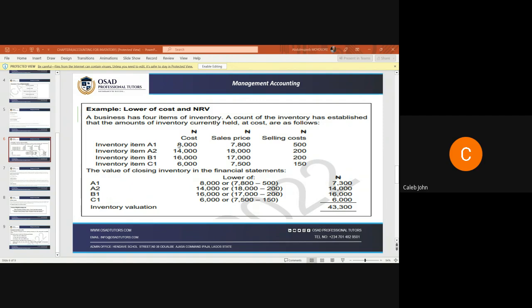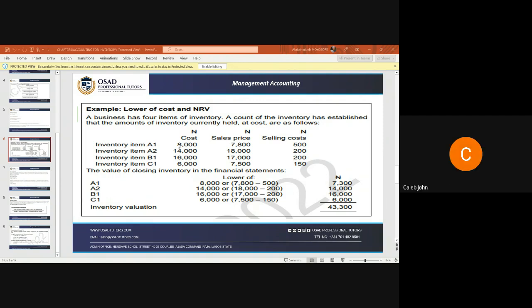For B1, the NRV will be 16,800, because if you deduct 200 from 17,000, you have 16,800. Now, for C1, you still have 6,000. Do you understand the logic behind lower of cost and net realizable value?